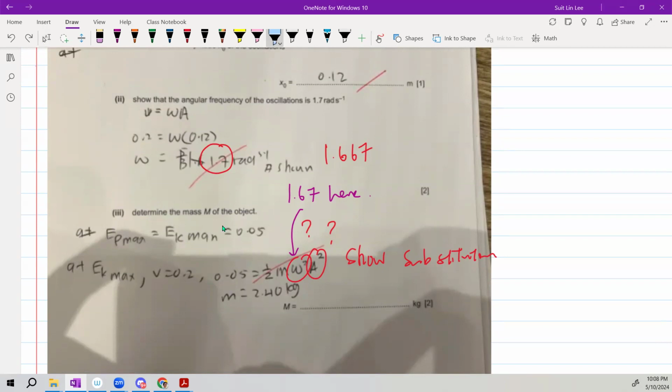It's not even wrong if you put 1.66666667. You know what? If I'm you, I would just put 0.2 over 0.12. I want the accuracy. But the more important thing for you is please show your substitution. If you don't show substitution, it's auto minus mark already, regardless of what your final answer is. But generally speaking, if you want your final answer in 2 SF, this should be 2 plus 1 SF.